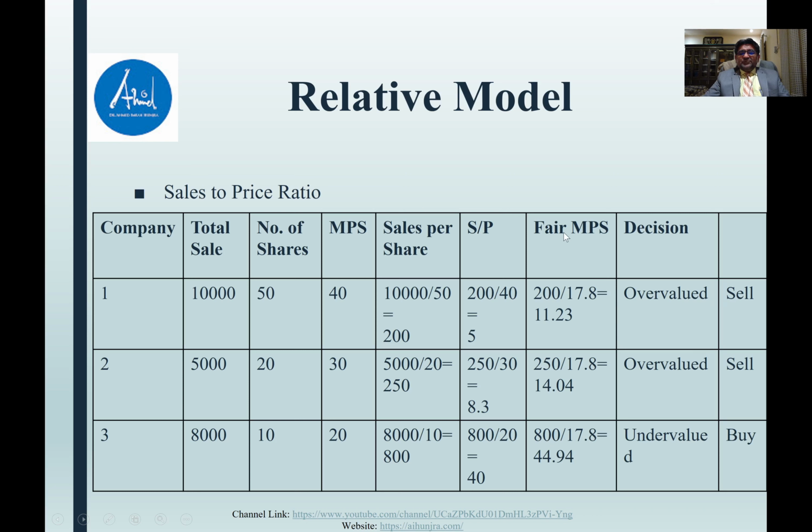How can we make the decision? Fair price is simply compared with market price. If market price is more and fair price is less, it means it's overvalued. If it's overvalued, simply you will sell the stock. Here, if you look, the market price is 30, fair is 14.04, it's overvalued, you can sell that security. Then if we look at company 3, market price is 20, but the fair value is 44, almost 45, so it's undervalued in the market. Then you can buy the share.